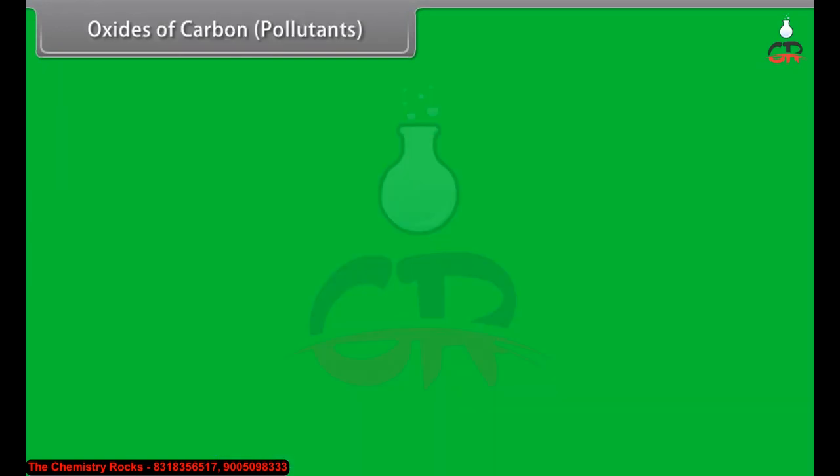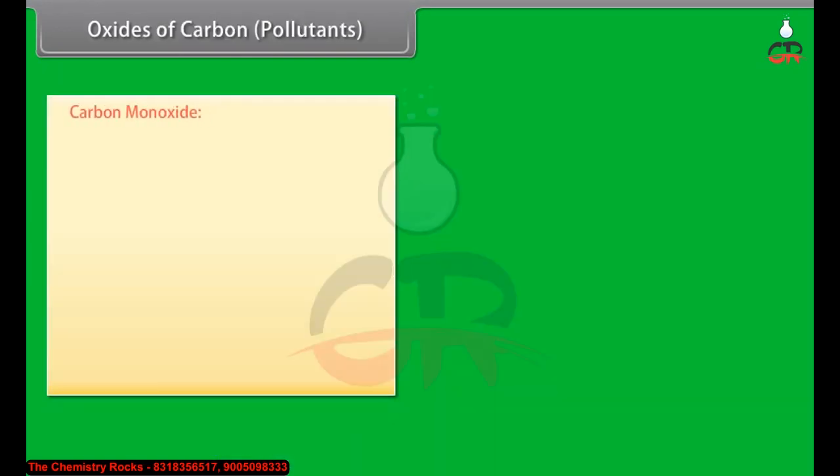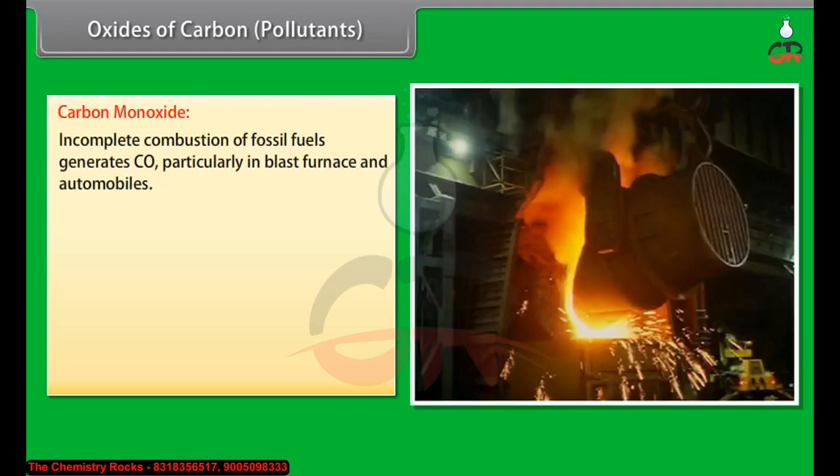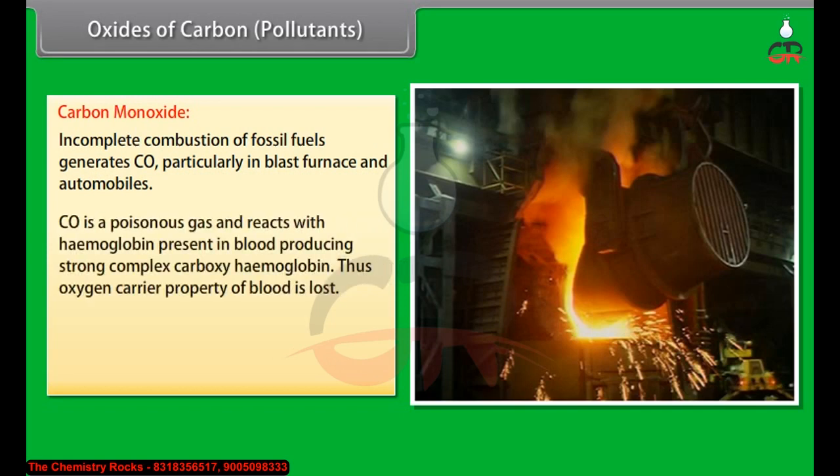Oxides of carbon. Pollutants. Carbon monoxide. Incomplete combustion of fossil fuels generates CO, particularly in blast furnaces and automobiles. CO is a poisonous gas and reacts with hemoglobin present in blood, producing a strong complex, carboxyhemoglobin. Thus, the oxygen carrier property of blood is lost.